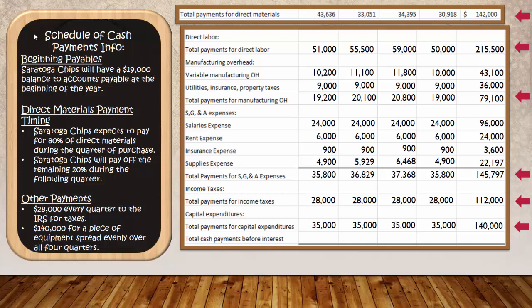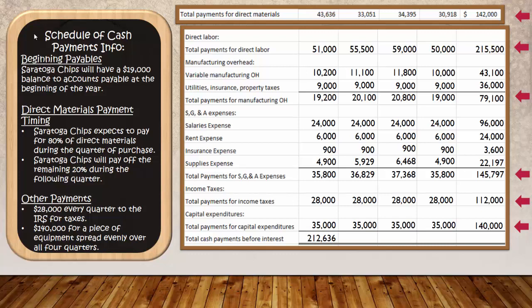$43,636 for direct materials, our $51,000 for direct labor, our $19,200 for manufacturing overhead, our $35,800 for SG&A expenses, our $28,000 for total payments for income taxes, and our $35,000 in cash that we're paying towards our capital expenditure, our purchase of equipment, we come up with total cash payments before interest of $212,636. We're going to continue to add the numbers from those 6 respective rows for each quarter.